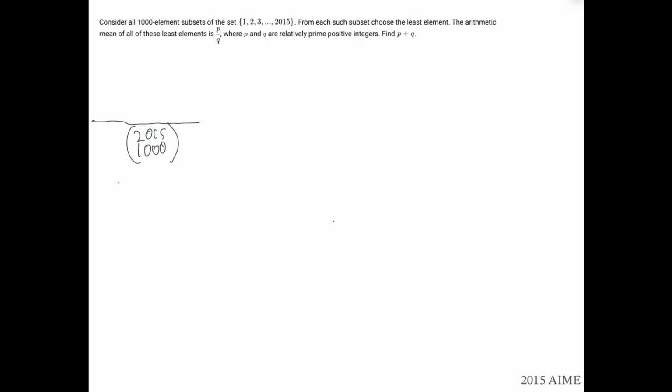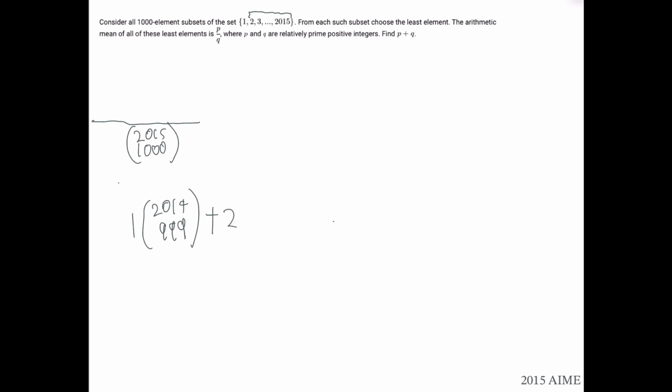And to think about that sum, we're going to think about how many times each of those least elements ought to appear. Let's say we want to consider how many times 1 is the least element of all of these subsets. Well, 1 is going to be the least element of all of those subsets when the other 999 numbers are in the 2014 numbers that are greater than 1, so between 2 and 2015. So 2014 choose 999 is going to be the number of times that 1 appears as the least element.